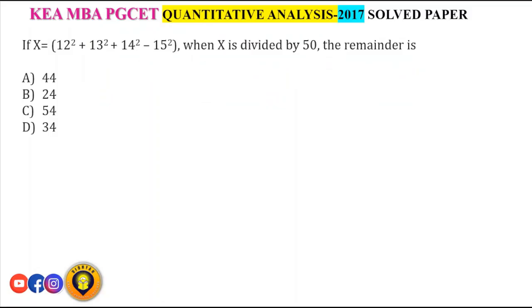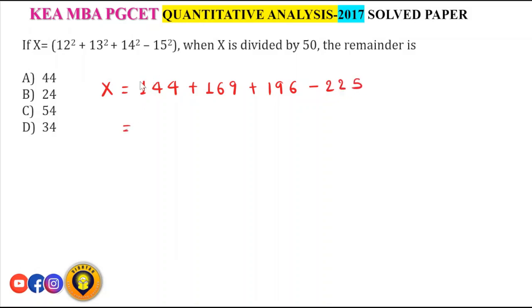If x is equal to 12 square plus 13 square plus 14 square minus 15 square, when x is divided by 50, the remainder is. So here, first find the value of x. x is equal to 12 square. 12 square is 144. Then 13 square is 169, 14 square is 196 and 15 square is 225.